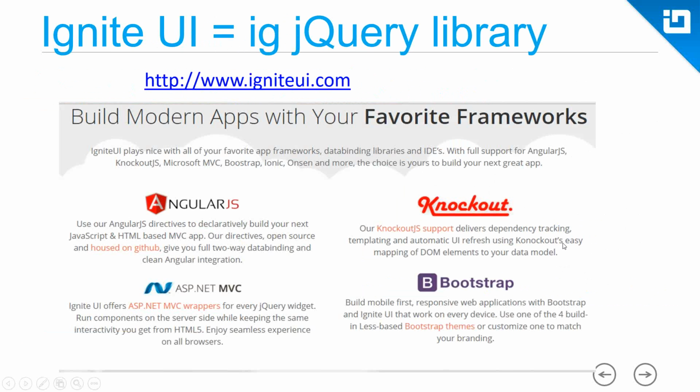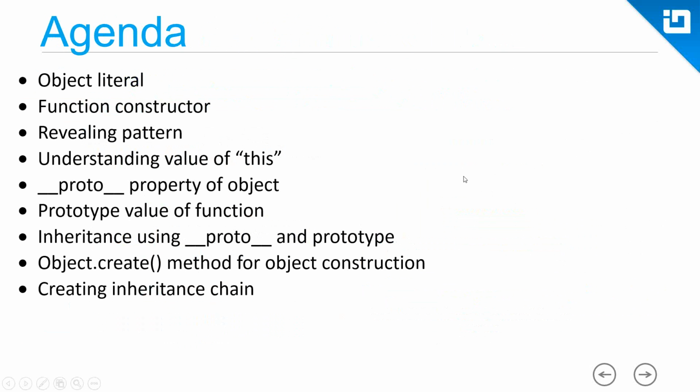So great, this all is done, and now we are at the agenda of today's webinar. Objects, we are going to talk about object literal, we are going to talk about function constructor, we'll be seeing the revealing pattern. We'll spend some time on understanding the value of this, then the proto property of an object, the prototype value of a function, inheritance, Object.create, and so on. We'll go very slow. We will give time to each of these topics and try to understand how they help us.